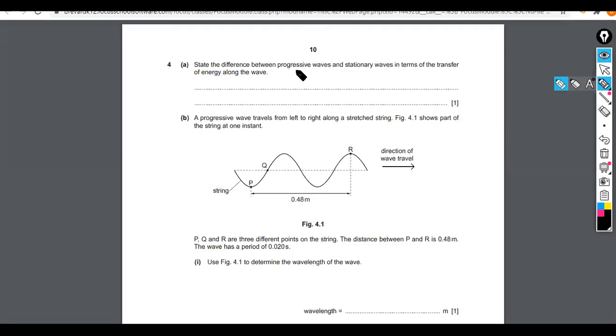So when we learn about progressive waves, we say, well, there's longitudinal and there is transverse. And that's like how the particles are moving related to the direction of transfer of energy. So progressive waves transfer energy, but stationary waves don't. They don't transfer energy. So that's the difference. Progressive waves transfer energy, stationary waves do not.